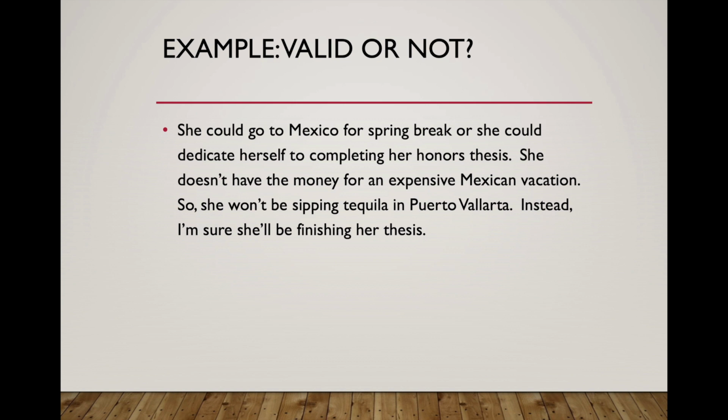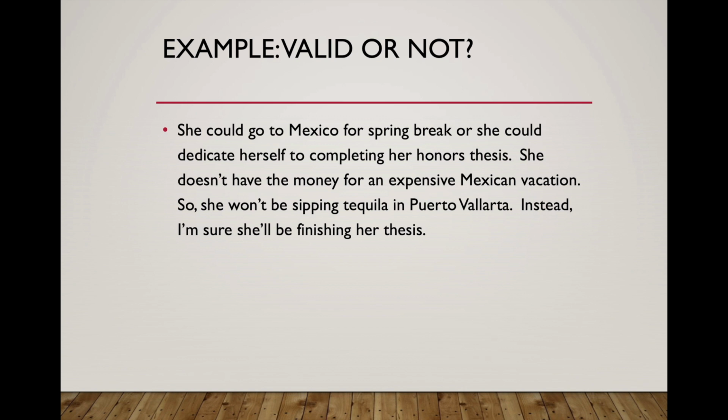So let's set that aside, and then concentrate on that second sentence, which is "she doesn't have the money for an expensive Mexican vacation." That's evidence, and it's evidence to support the claim of the second premise. So the second premise here, indicated by the argument indicator "so," right? She won't be sipping tequila in Puerto Vallarta, right? How do we know that's true? Because she doesn't have the money for an expensive Mexican vacation.